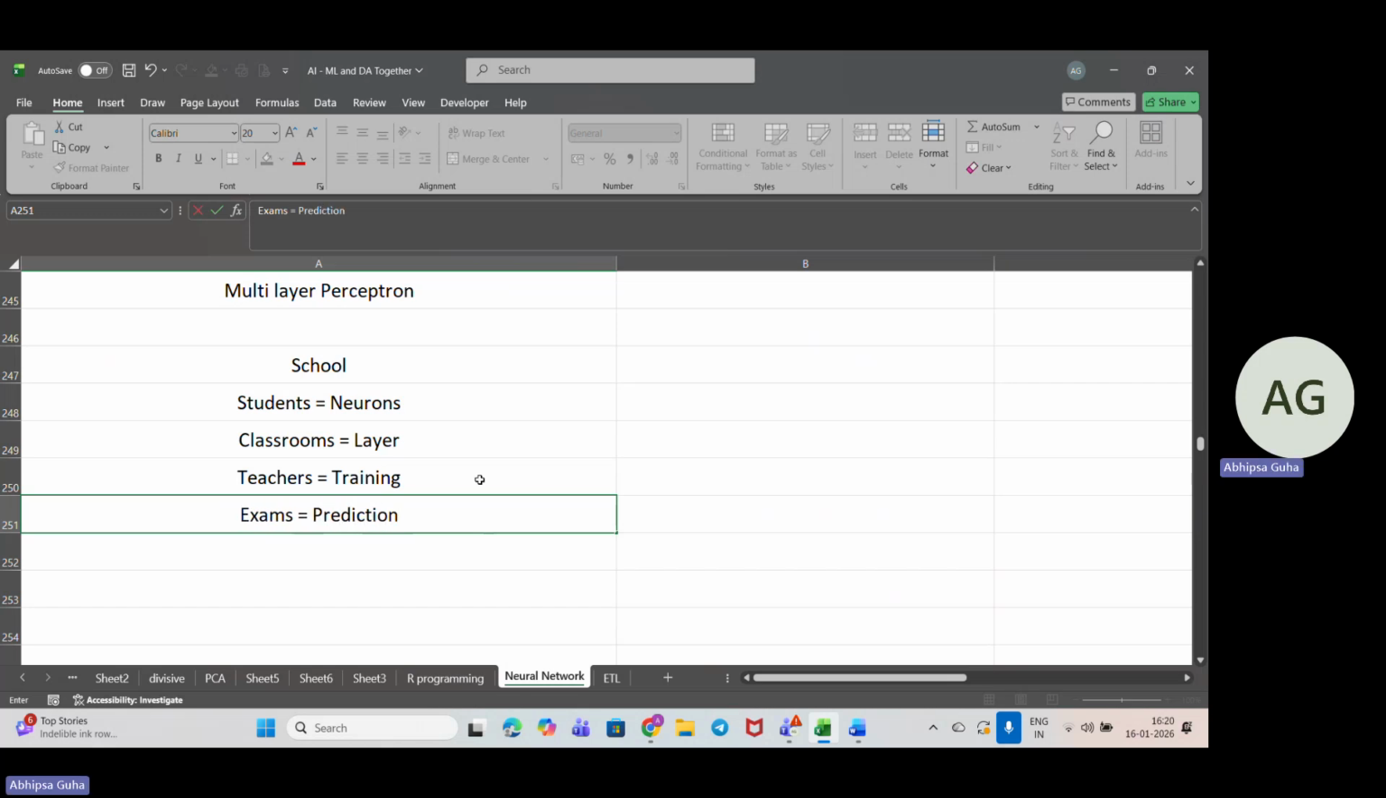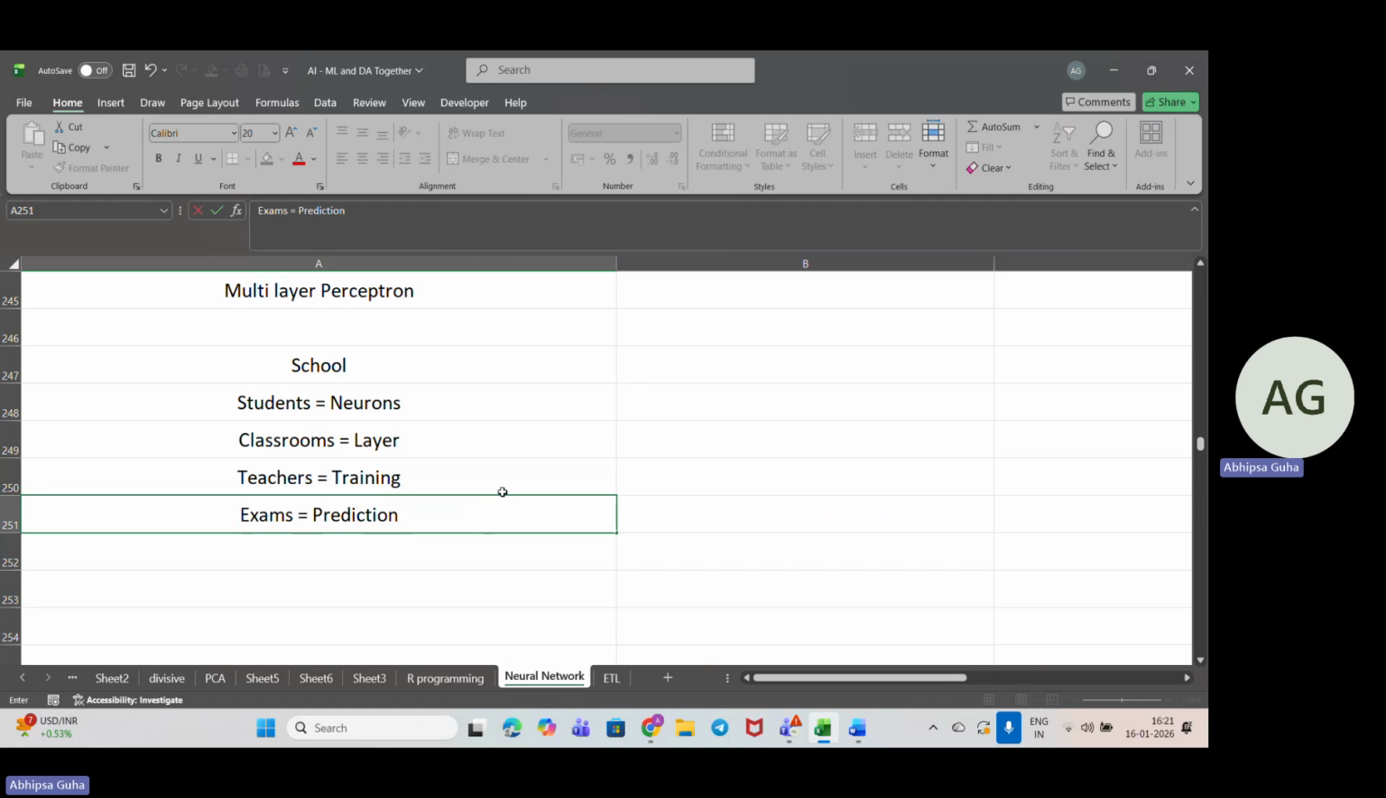Now, hopefully you understood. The information enters the school, then moves from classroom to classroom, and finally gives the answer. So this is the idea. Data goes through neurons, through the classrooms, that is the layers, goes through training, and finally gives the prediction. This is an example of an MLP.